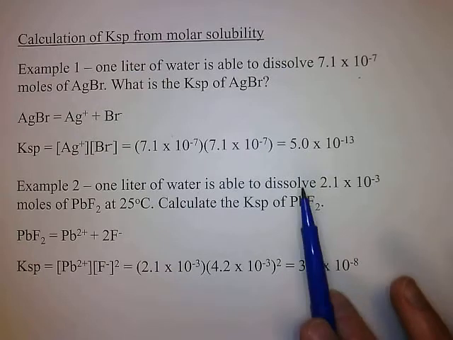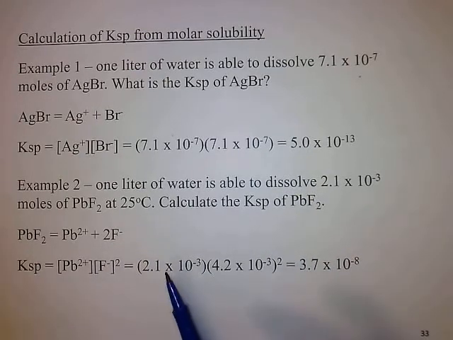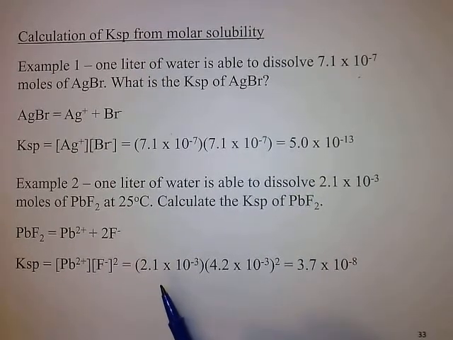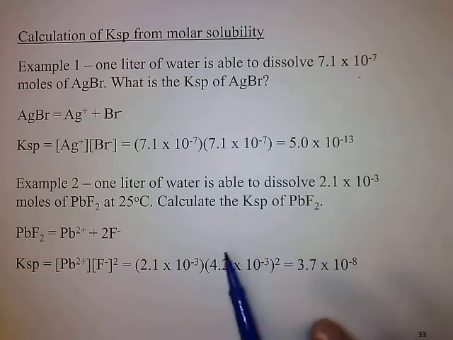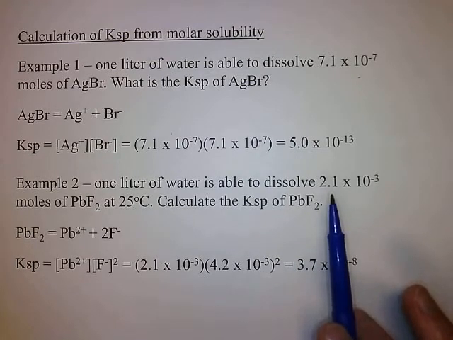what's going to be your concentration of lead ion? 2.1 times 10 to the minus 3rd. What's going to be your concentration of fluoride? 4.2 times 10 to the minus 3rd. That's this number times 2, right?